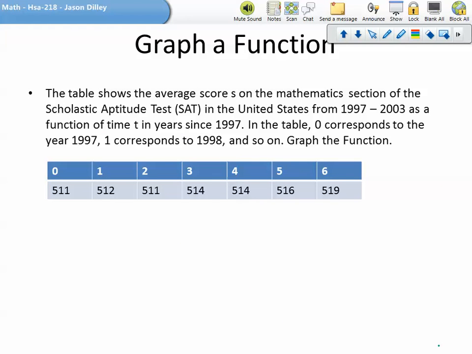Graph the function. The table shows the average score, S, so that's one of my variables, on the mathematics section of the Scholastic Aptitude Test, that's a fancy name for the SAT, in the United States from 1997 to 2003 as a function of time, T, in years.